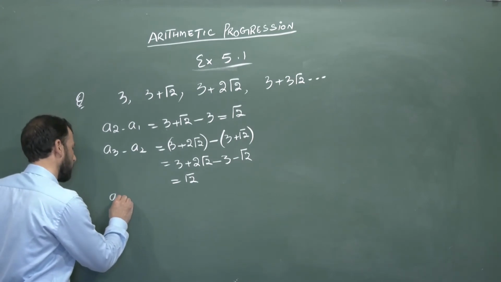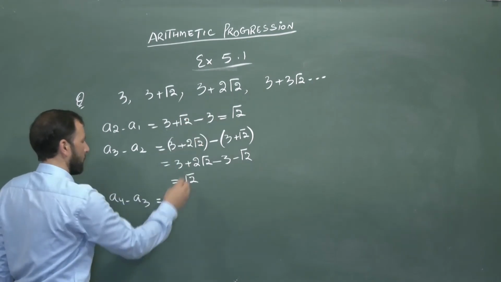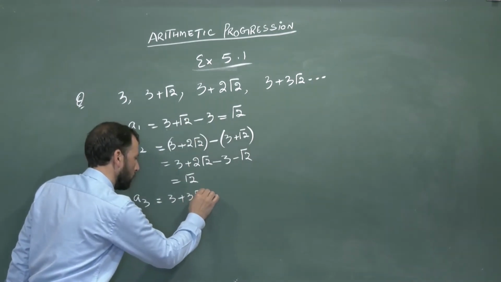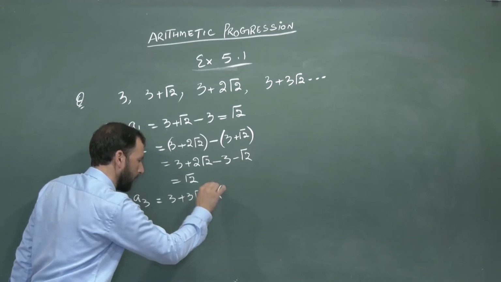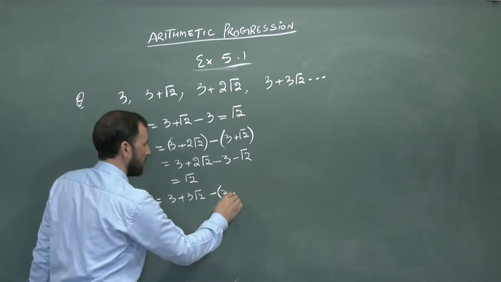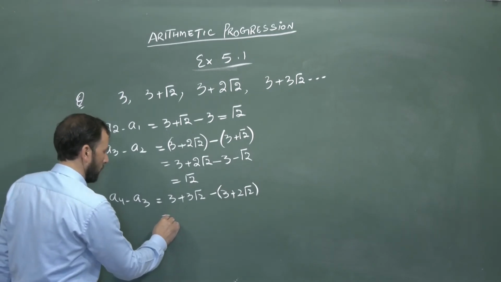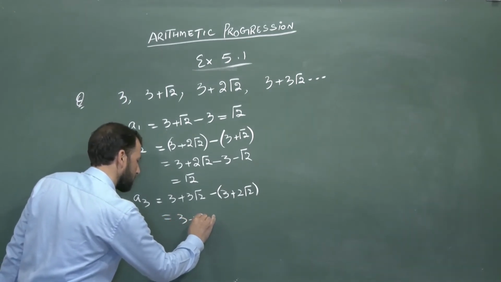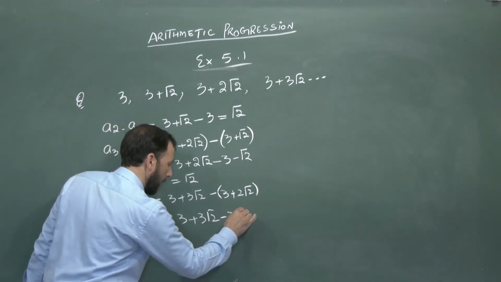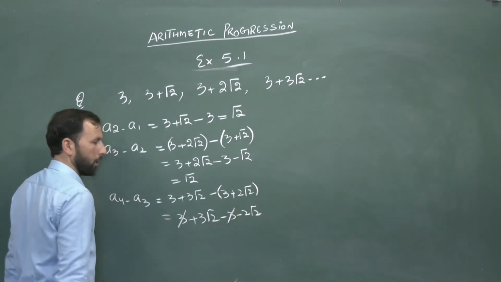Now a4 minus a3. a4 is here 3 plus 3 square root 2, then minus bracket start, third term is 3 plus 2 square root 2. So we can write it as 3 plus 3 square root of 2, and this is minus 3 and minus 2 square root of 2. Then positive 3 and negative 3 cancel out.